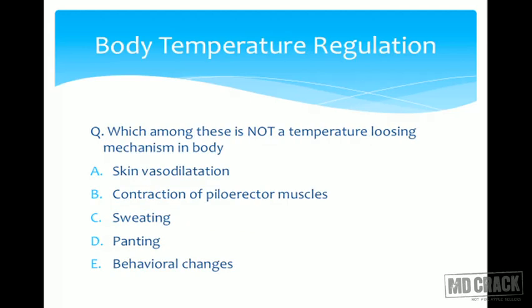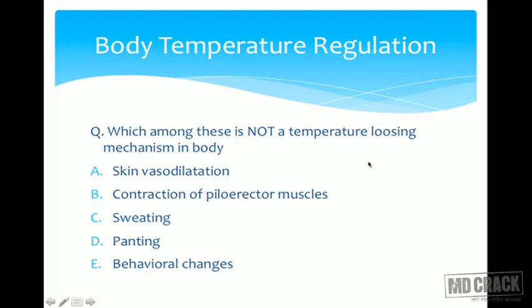Next question related to the body temperature regulation. Which among these is not a temperature losing mechanism in the body? Skin vasodilation, contraction of the piloerector muscles, sweating, panting and behavioral changes.